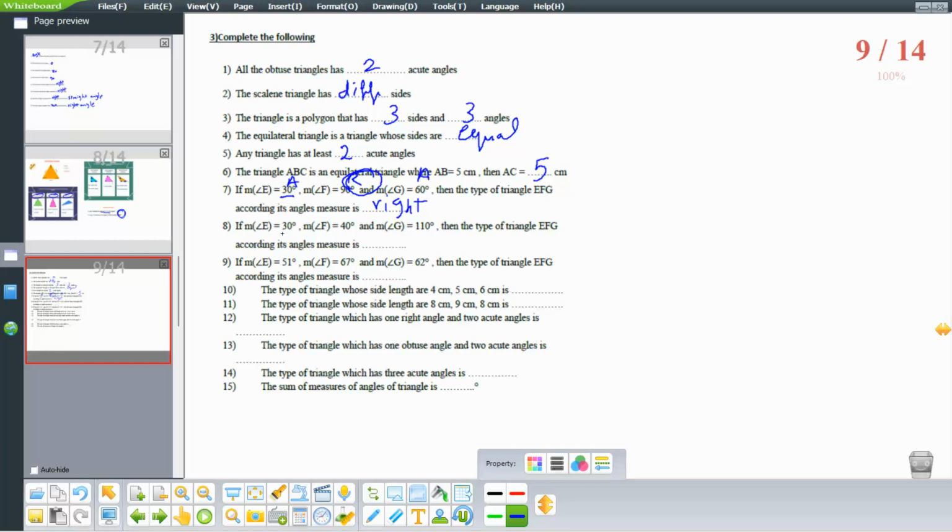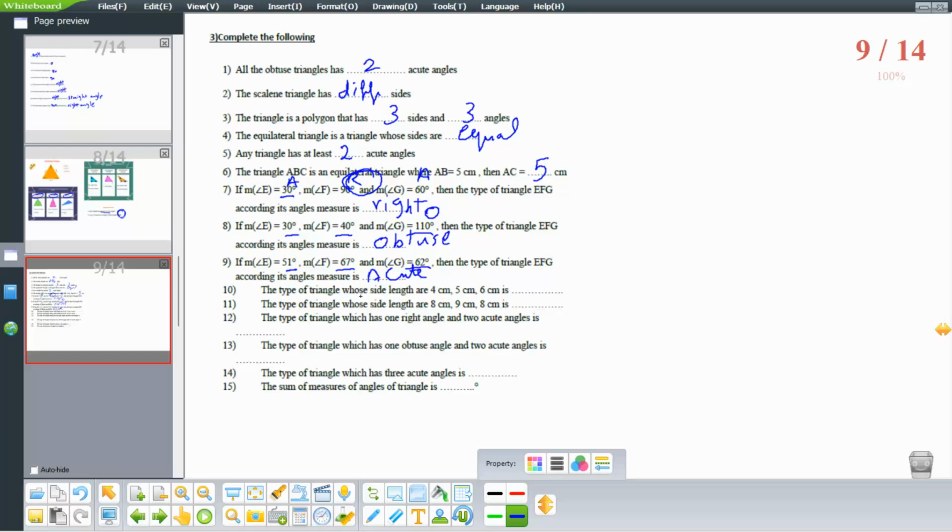Here, one angle is 30, one angle is 40, one angle is 110. This is an obtuse angle, so it is called, yes, obtuse angle triangle. This is 51, 67, 62. All of them are acute, so it will be acute angle triangle.